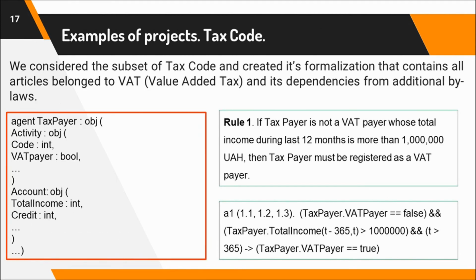And the next example is the tax code. We considered a subset of the tax code and created its formalization that contains all articles belonging to value-added tax and its dependencies from additional bylaws. For presentation of the algebraic model, we use a double-sort algebra that contains the algebra of behavior and a logical language with arithmetic, set theories, and logic operations. Formulas of this language are constructed from operations and predicates, over integer, real, enumerated, and symbolic types.